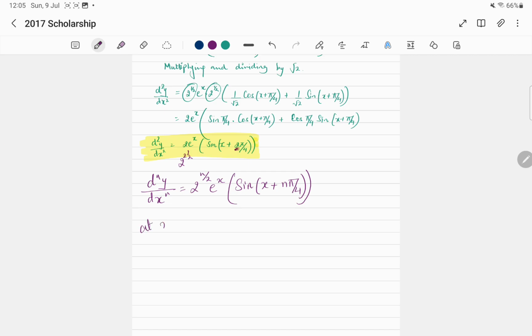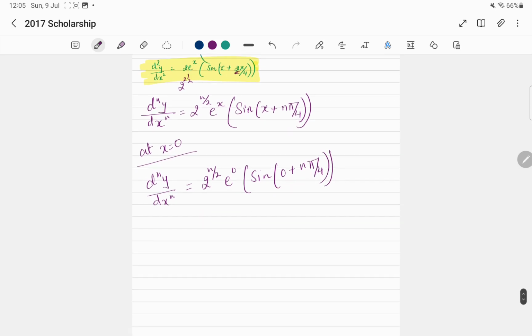Now at x equal to 0, we will have dny over dx to the power of n equal to, just x is 0, n is not 0, so it's 2 to the power of n over 2, e to the power of 0, sine of 0 plus n pi over 4. That will give us dny over dxn equal to 2 to the power of n over 2, and e to the power of 0 is 1.